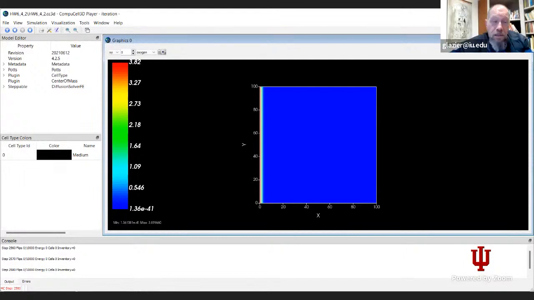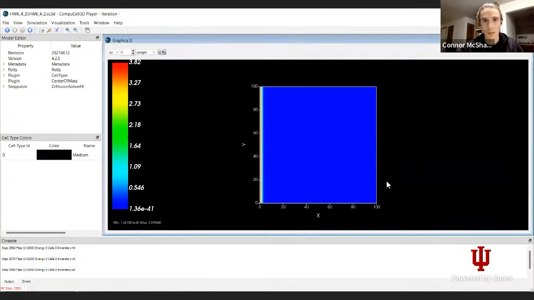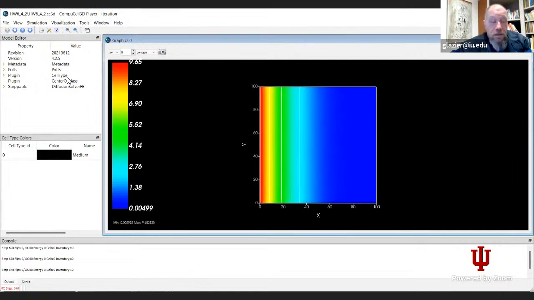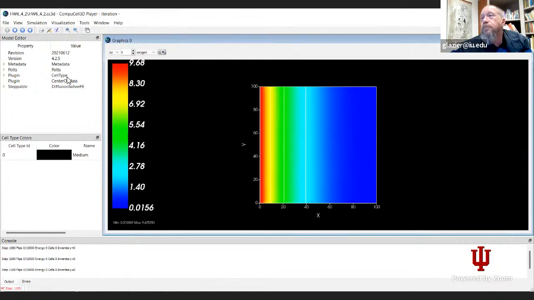There are some places in CompuCell SCC3DML where it does math interpretation, but not everywhere. That's good to know. And I actually would have expected 1 over 1,000 to work, so I'm a bit surprised it didn't. Okay. All right. So that looks great.